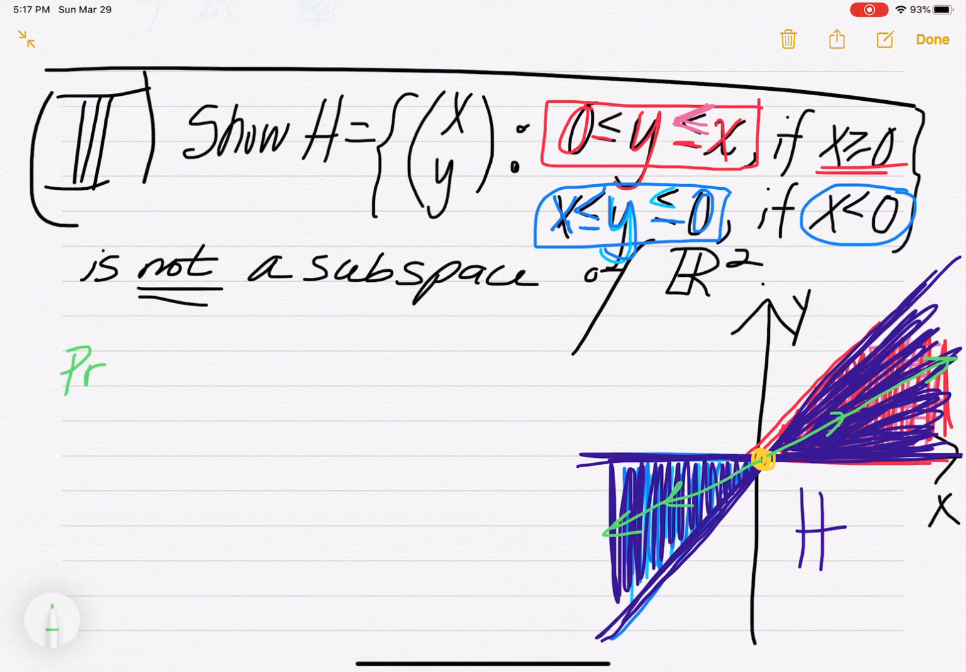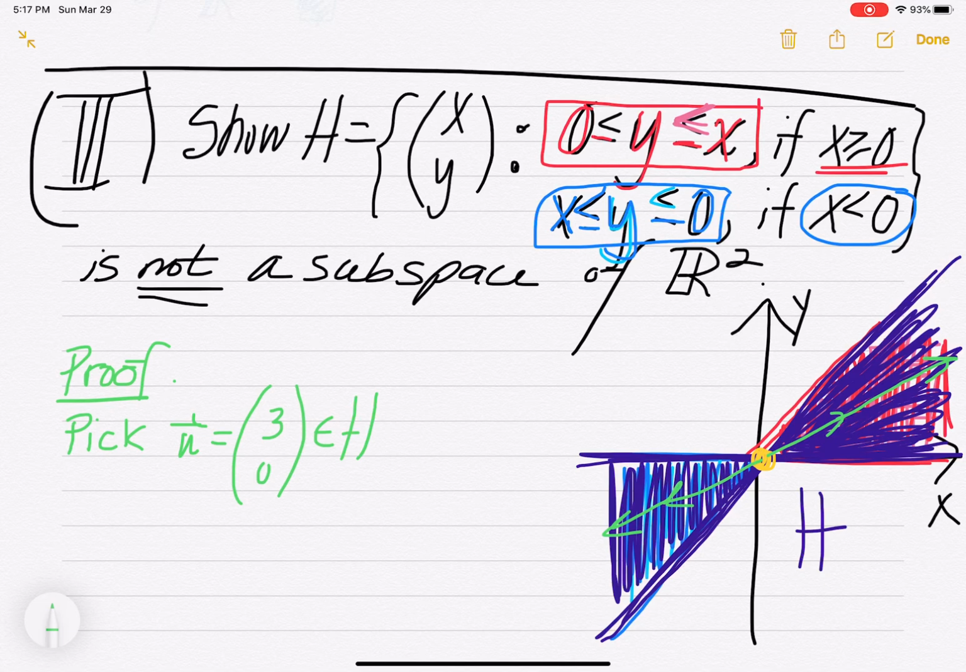So we want to come up with two vectors that fail. We're going to do a little proof and show that we can come up with two vectors that are both in H, but when you add them together, they're not in H. So here's an example. Let's pick a u vector, 3, 0. That's definitely in H, right? Think about where 3, 0 is.